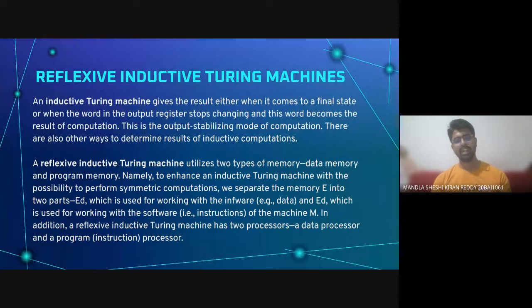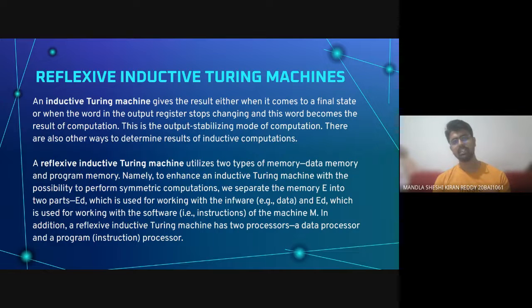So an inductive Turing machine, let's again come to the inductive Turing machine first. An inductive Turing machine gives the result either when it comes to the final state or when the word in the output registers stops changing, as discussed. If it stops changing after a finite number of steps, then it is a success, or the output is passed, or we get the output in the inductive Turing machine. Next, this is the output stabilizing mode of computation.